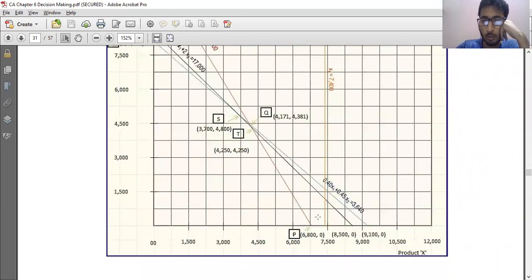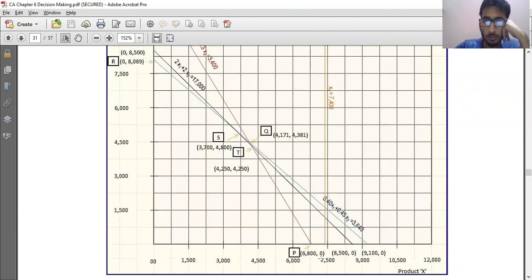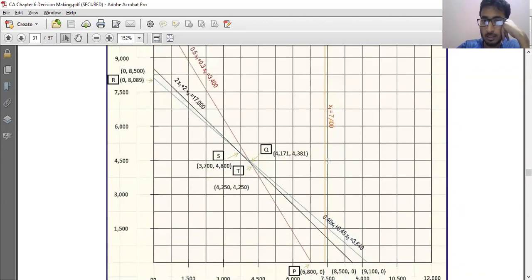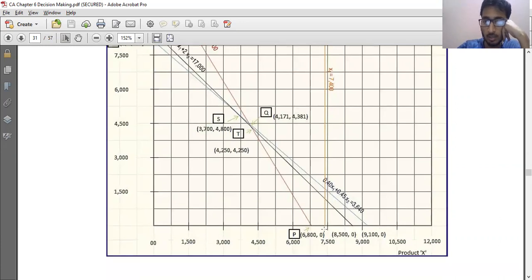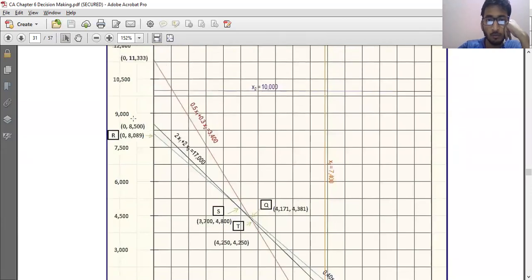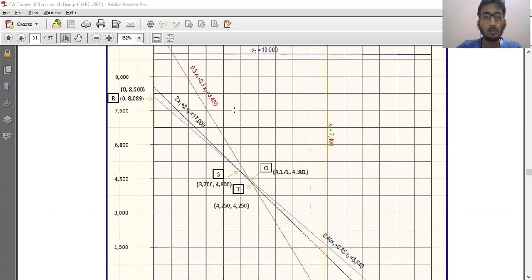Now for 7400, I am saying that 7400 is here. Since the value of A is less than 7400, I have created a point at 7400 and the value would be less than this. And for Y, the value is 10,000, so the value would be less than 10,000. By this, we have created a graph.